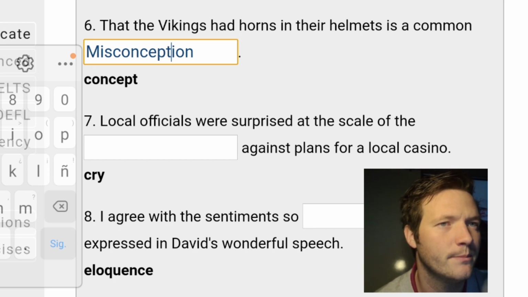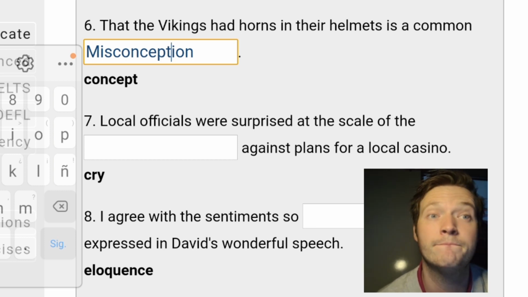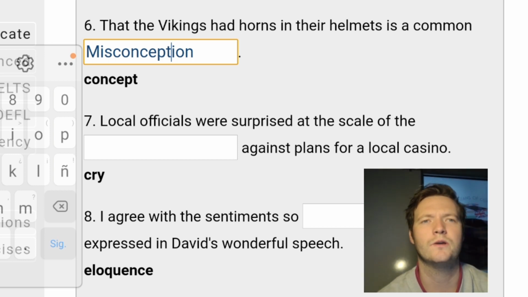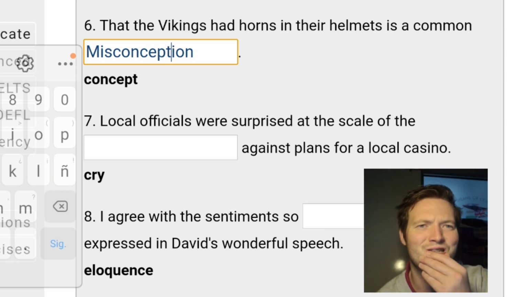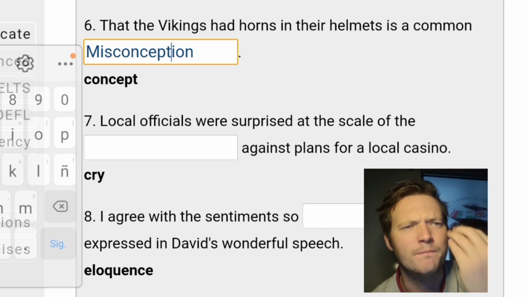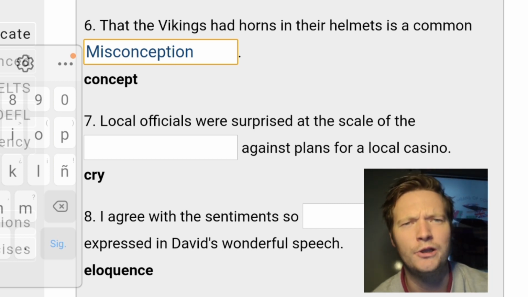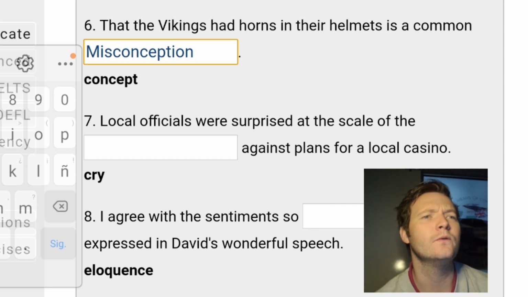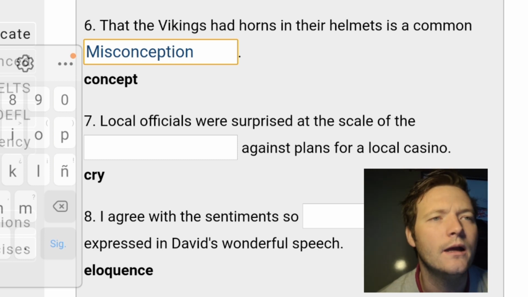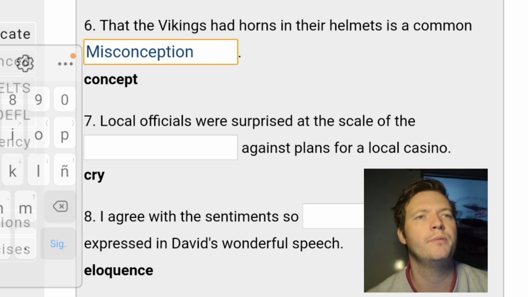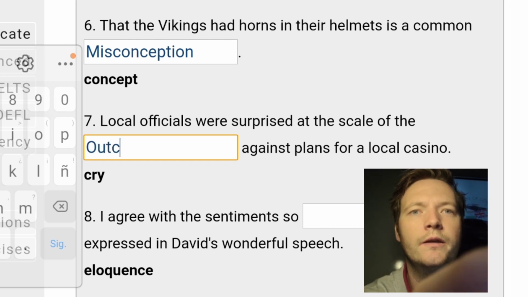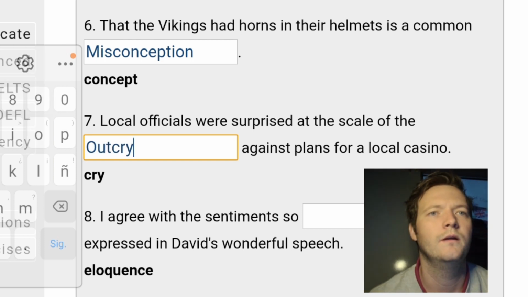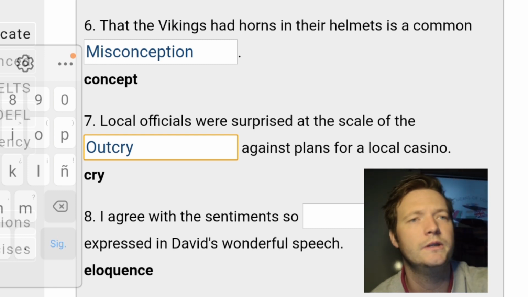Number 7. Local officials were surprised at the scale of the public outcry against plans for a local casino. So when people get very indignant about something and they shout out about something, they make themselves heard. They don't want a local casino. They don't want people gambling. No, there was a public outcry against the plans for a local casino.